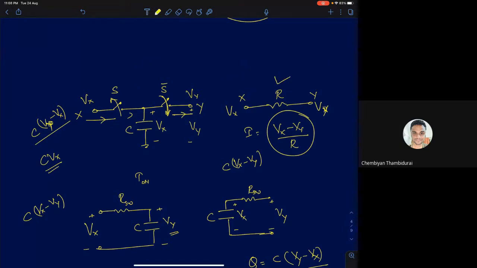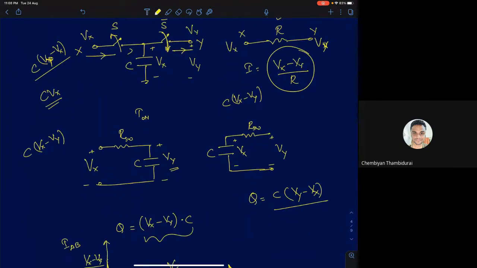First, let's look at the charging cycle. In the first half cycle, switch S is on and it will charge the capacitor, so the circuit will look something like this. Let's assume the switch resistance is so small that you're able to instantly charge the capacitor within that half cycle. So what will be the voltage across the capacitor at the end of the first half cycle? At the end of T by 2 seconds, the voltage across the capacitor will be Vx.